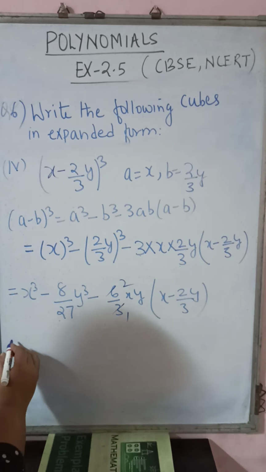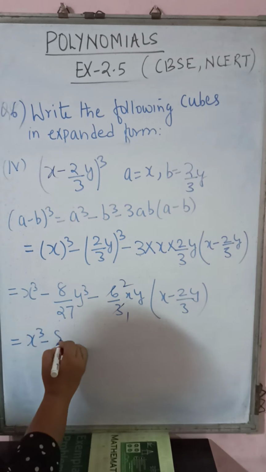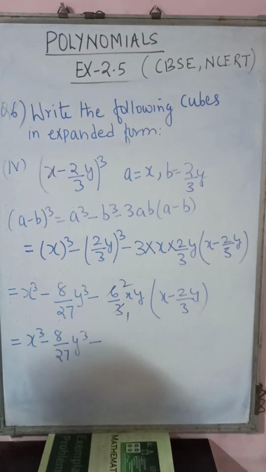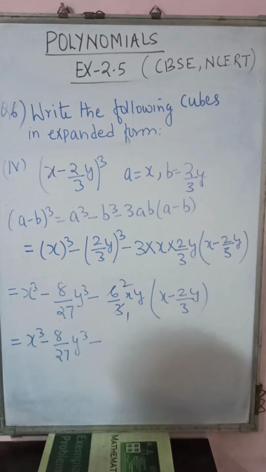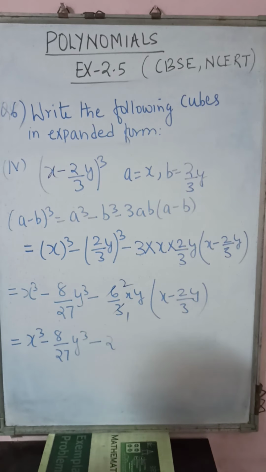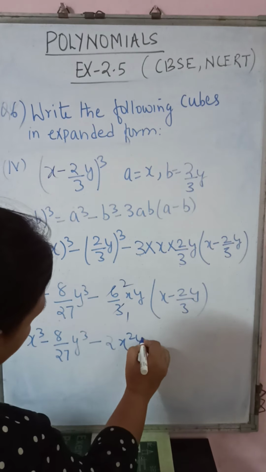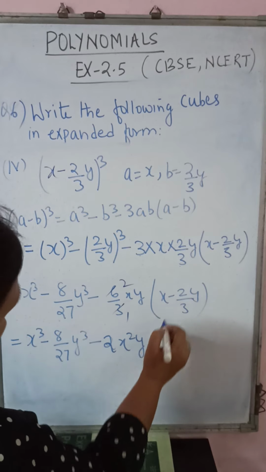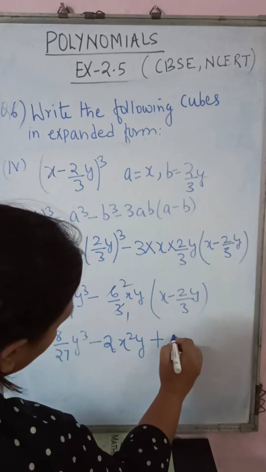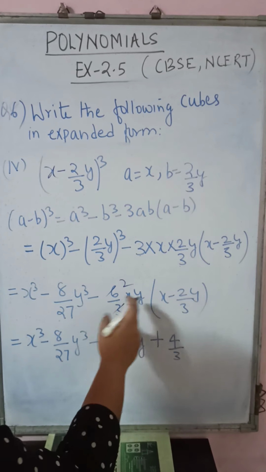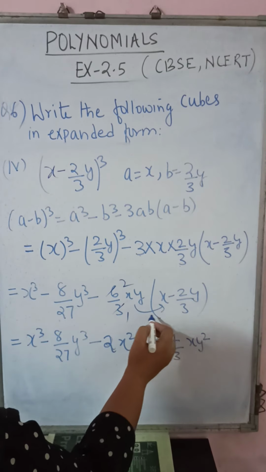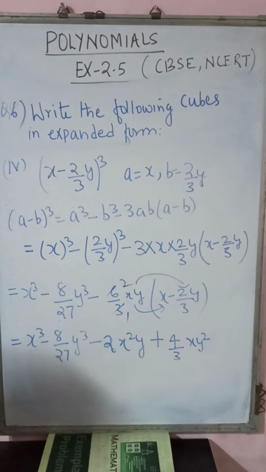Now x cube minus 8 by 27 y cube minus 2xy into x. So 2 into 1 is 2, and xy into x is x square y. Now minus into minus is plus, 2 into 2 by 3 is 4 by 3, and xy into y is xy square. So multiply 2xy with x and then 2xy with the other term. So this is the final answer.